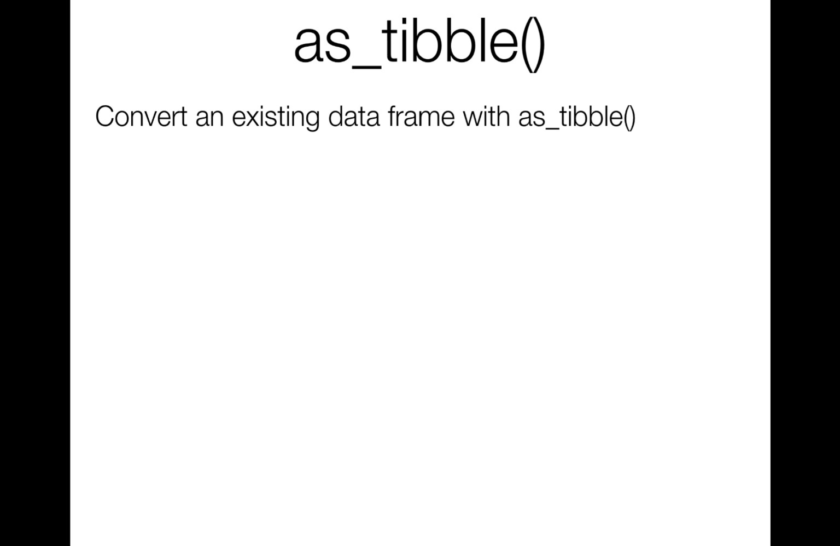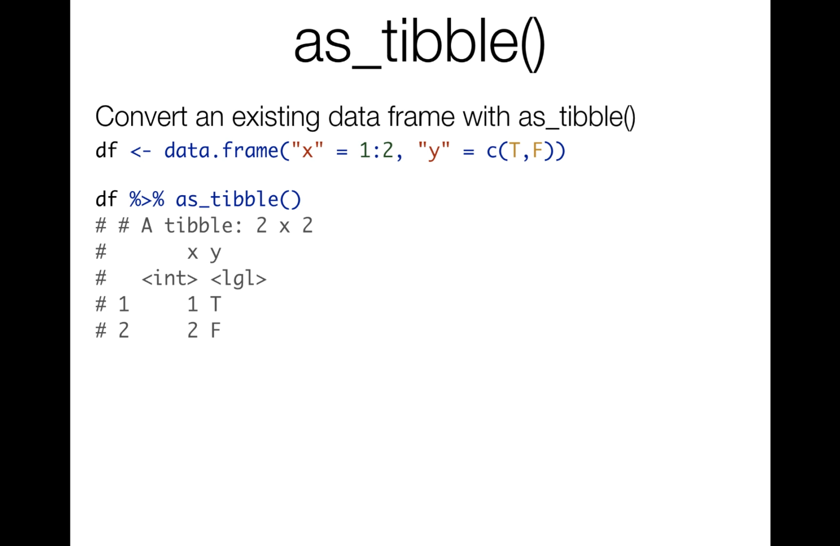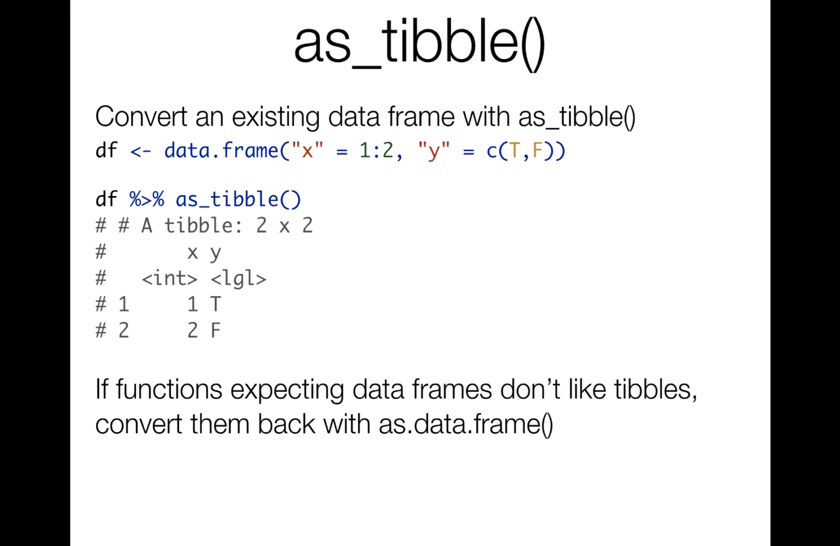If you already have a data frame and you want to convert it to a tibble, use as_tibble. So for example, if I create a data frame like this, x is 1 to 2 and y is TRUE FALSE, I can convert it into a tibble using as_tibble, and then it will have all of the nice print methods and so on. Occasionally, you'll have some functions that don't like working with tibbles. Usually these are older modeling functions. If this is the case, just convert them right back into an ordinary data frame with as.data.frame, like this.